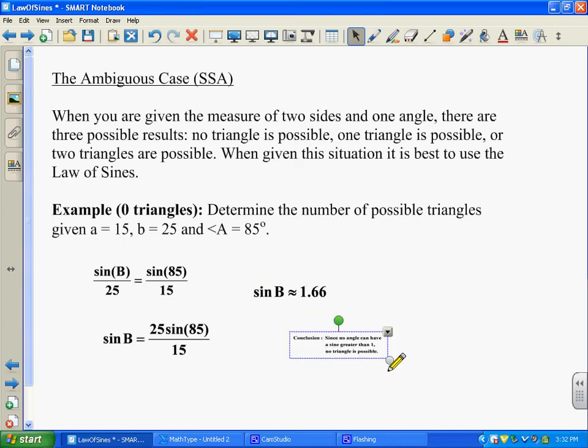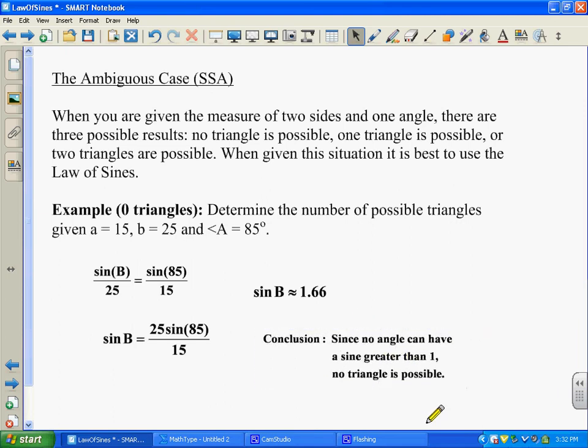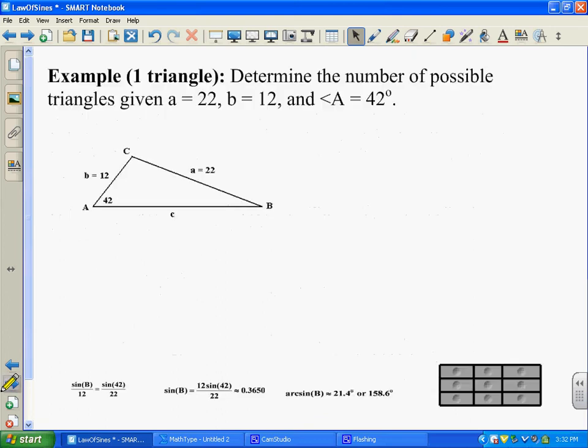And the trouble is, we know that no angle can have a sine greater than 1, and for that reason, no triangle is possible. Okay, now let's look at the next case, where we have one triangle possible. All right, so we're going to verify that now.